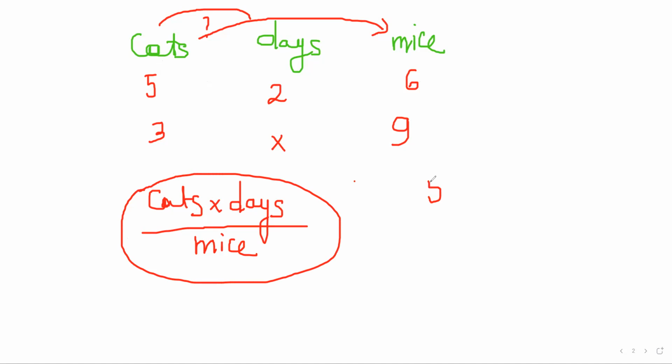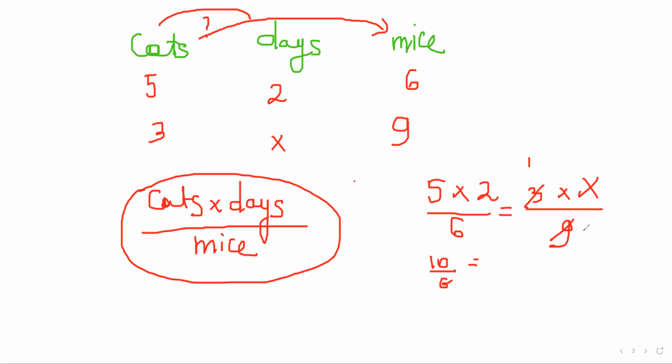So 5 cats times 2 days divided by 6 mice is equal to 3 cats multiplied by x days. We are going to find this x, divided by 9 mice. So the rest of the thing is just algebra. We can find it like this. So 10 out of 6 is equal. We can cancel here 1, 3.